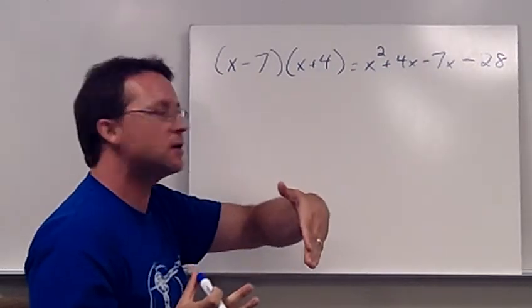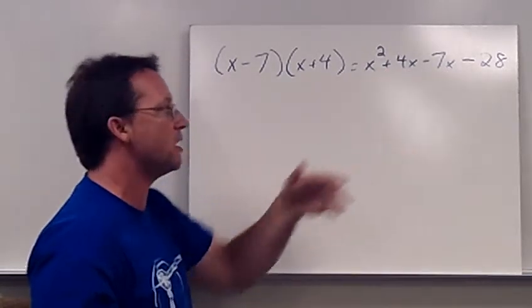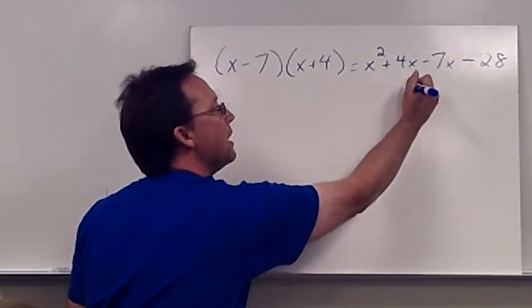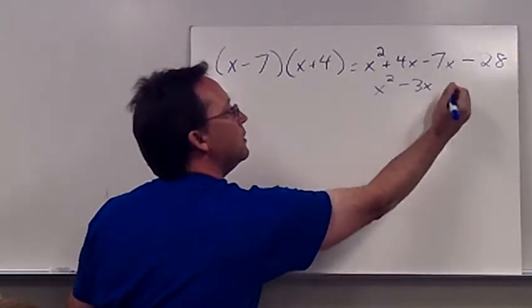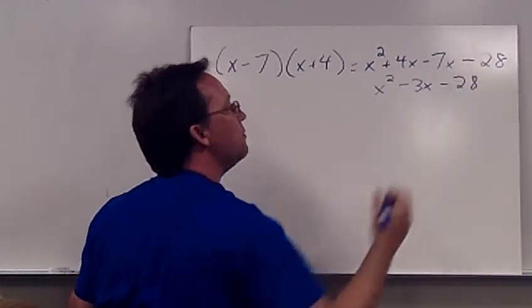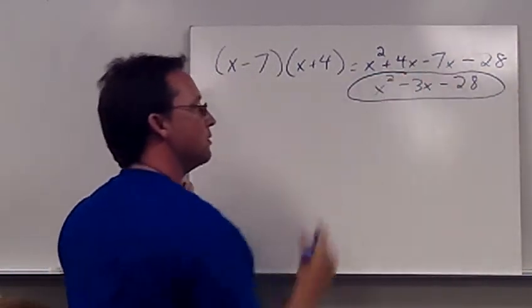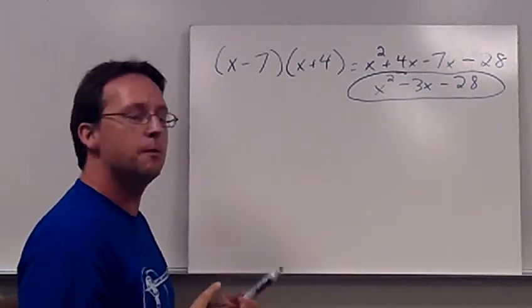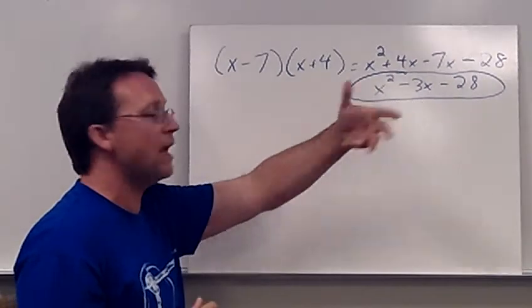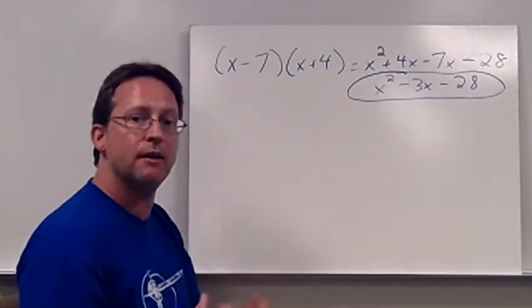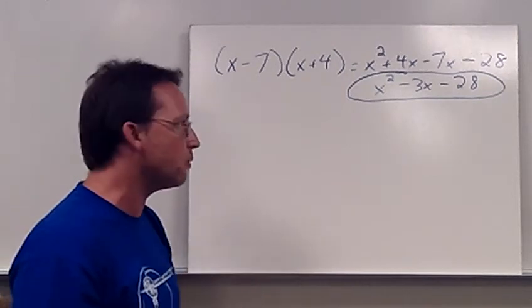Again, look for like terms that combine. Here we have a positive 4x and a negative 7x. Be careful of your signs there. Those are going to combine to give you a negative 3x in the middle. We still have x squared. We still have a minus 28. So our answer there is going to look like x squared minus 3x minus 28. You'll recognize that now as looking like a quadratic expression. It's got that x squared in there as the largest exponent, what we call the degree.